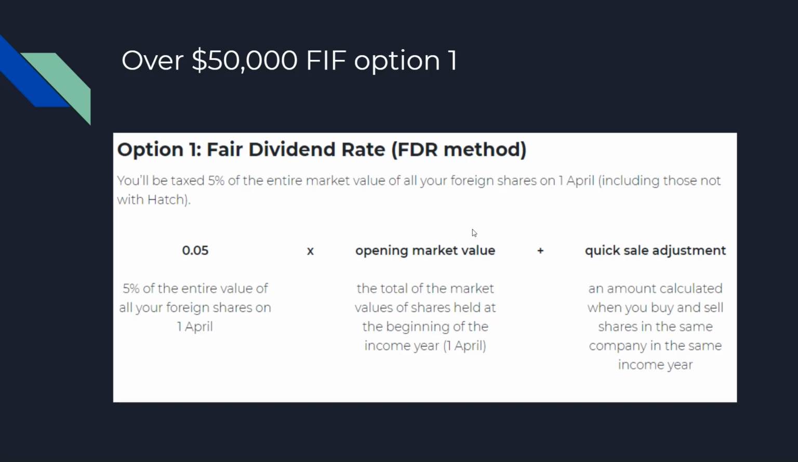So you would have your opening market value on the 1st of April plus a sales adjustment for the year, and you times that by 5%. And Investnow is quite nice because they will calculate all of that value for you.